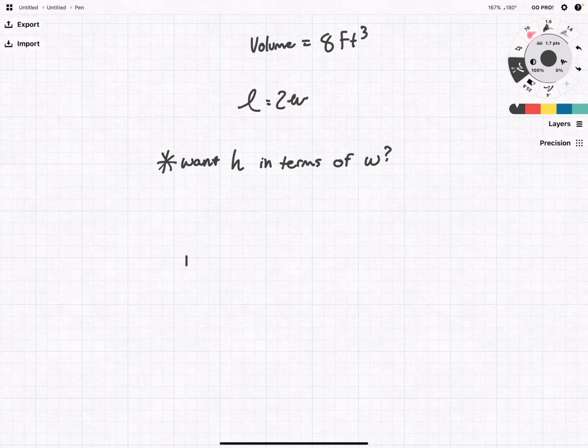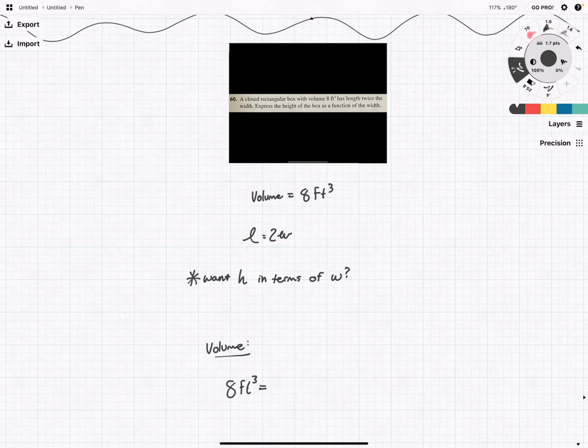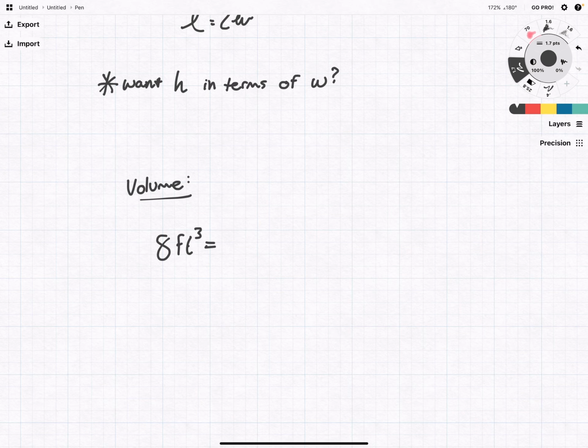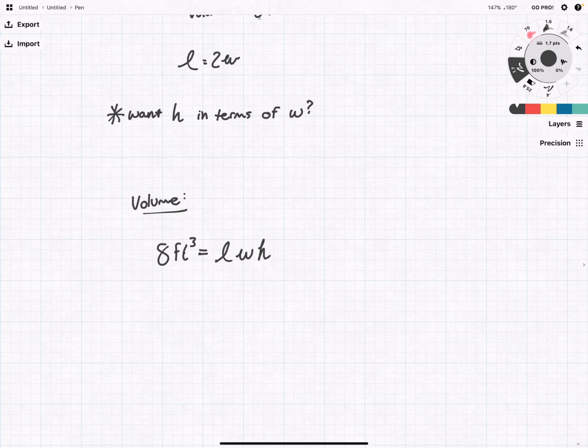So with that said, let's go ahead and write the volume equation. So we have the volume, right? And that's going to be equal to 8 feet cubed. But anytime we find the volume of, what does it say it is, a box, right? A rectangular box, a rectangular prism, it's going to be length times width times height. Okay, great. Well, right off the bat, I see that we can do a substitution.